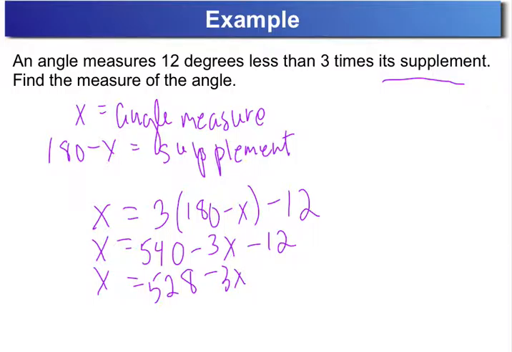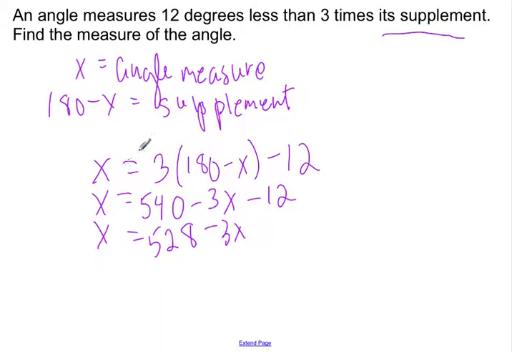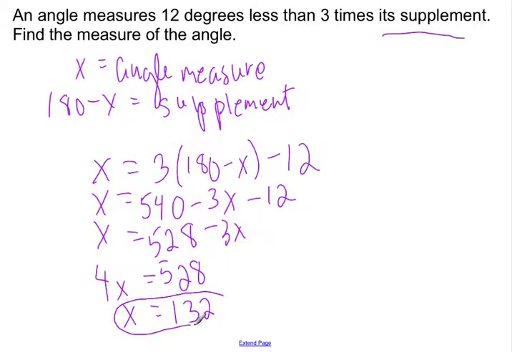Page down just a little bit here. That gives me 4x equals 528. And now I've got to divide both sides by 4. X equals 132. So the question was, find the measure of the angle. And the measure of the angle is 132 degrees. But if it had asked for the measure of the supplement, I would have had to go back and plug in.